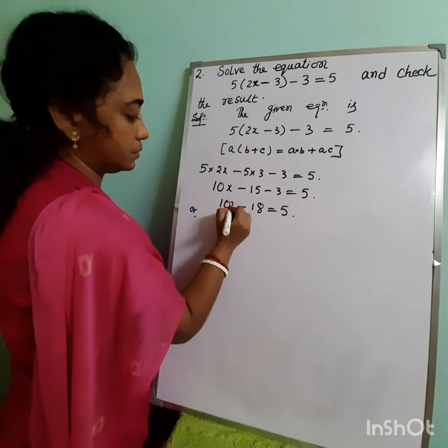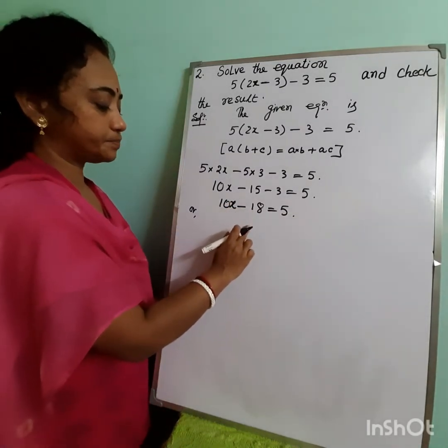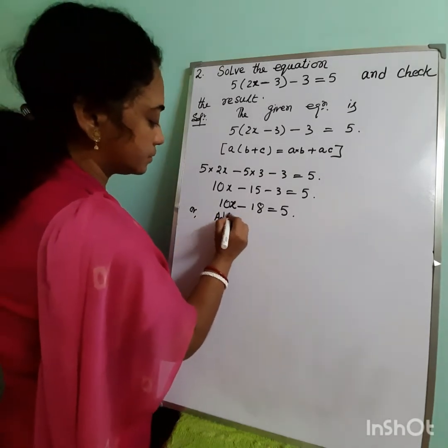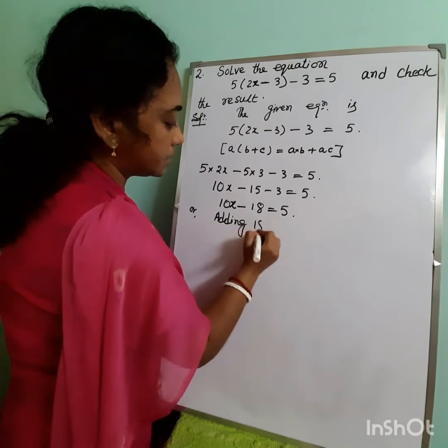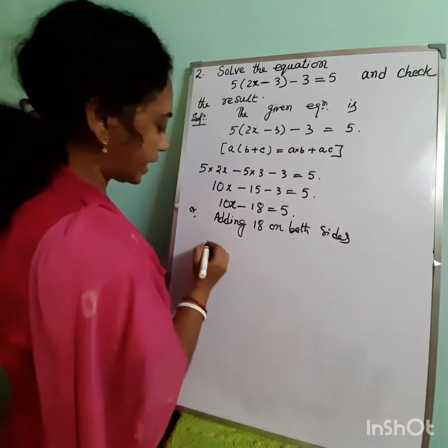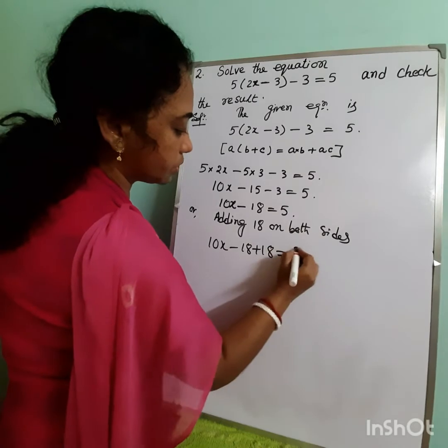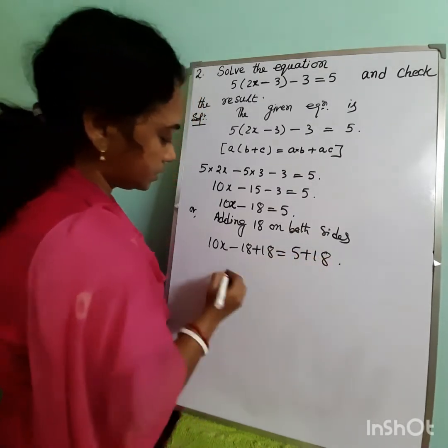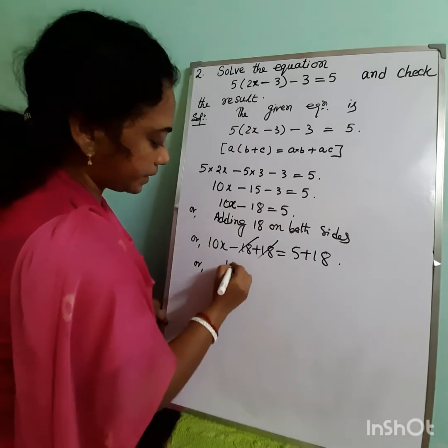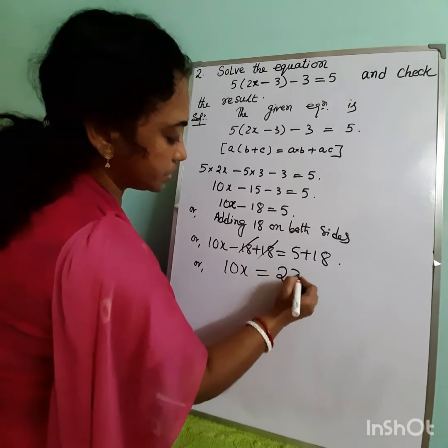Now we have to remove this constant term from the left hand side. So we will add 18 on both sides. So adding 18 on both sides, we get 10x minus 18 plus 18 is equal to 5 plus 18. So 18 will cancel out, so 10x is equal to 5 plus 18, which means it is coming 23.